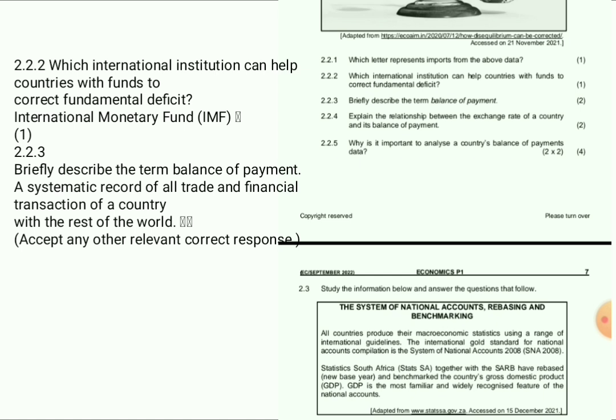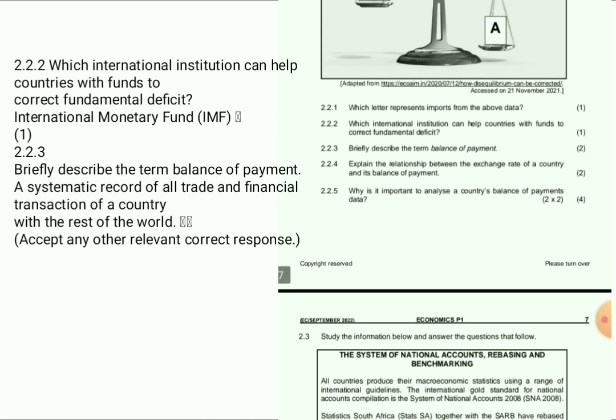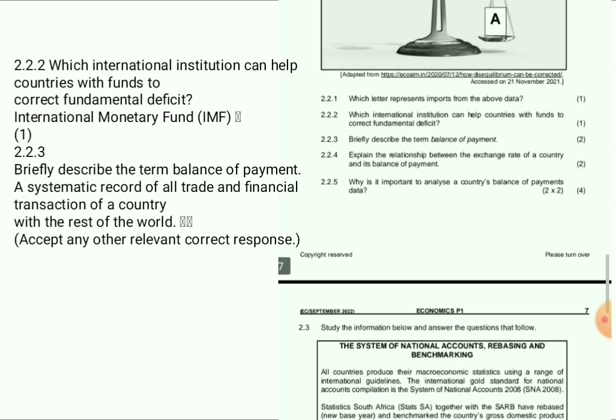I remember when I was writing a common test, they asked this question. I didn't know it. I just wrote the rest of the world with all trade. Wow, yeah, but I got it right. That's what I like about economics. As long as the answer is close, they can give you a mark.